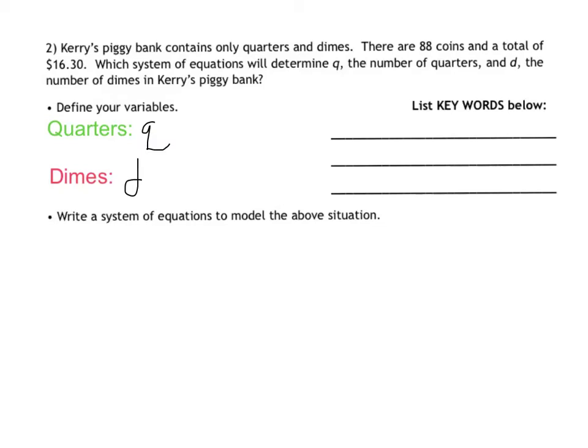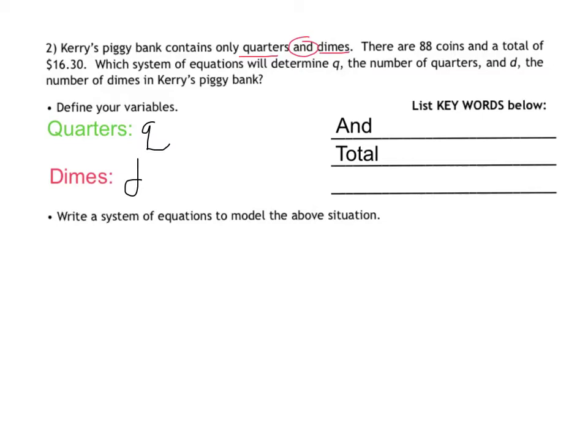So what we need to do now is list our keywords below. The two keywords that I found were and total. So let's write our system. Now our first equation is going to deal kind of with the first sentence, okay? That we have quarters and dimes, okay? So I have quarters and dimes.